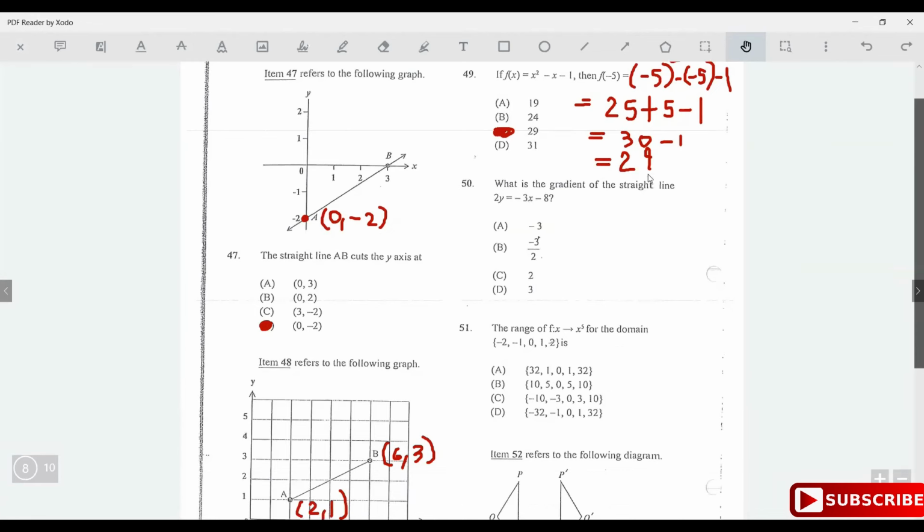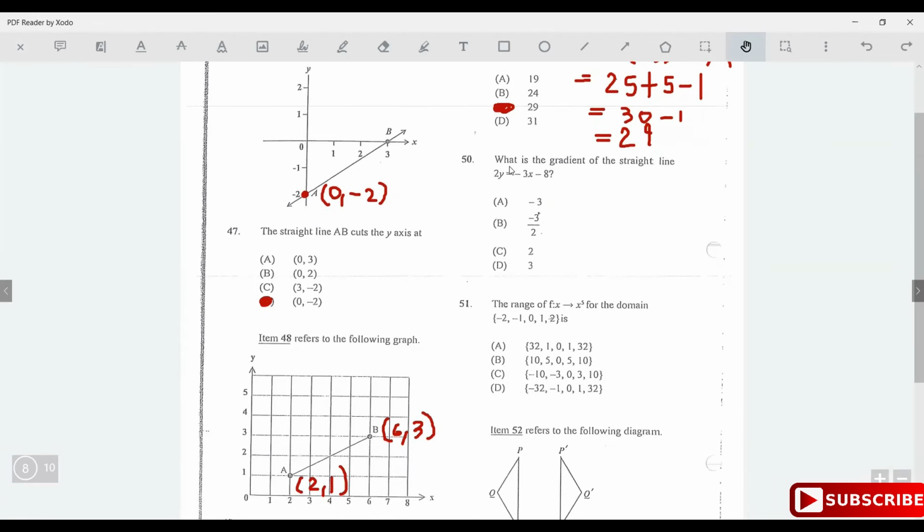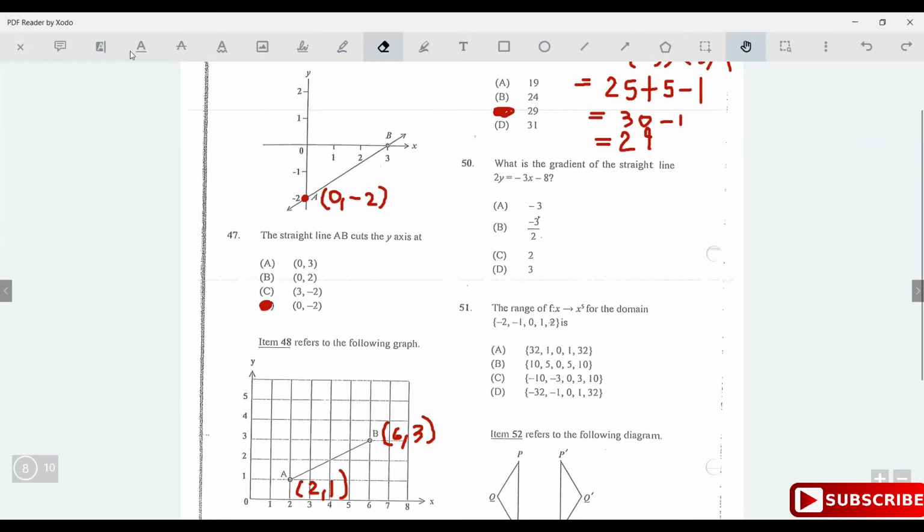Easy. Question 50. Question 50 says, what is the gradient of this straight line? Remember, the equation of a line is given by the form y is equal to mx plus c. Y is equal to mx plus c. And so we need to put it in that form.